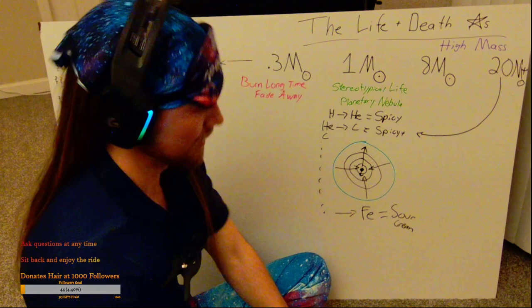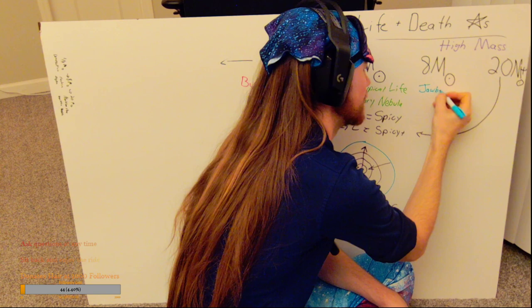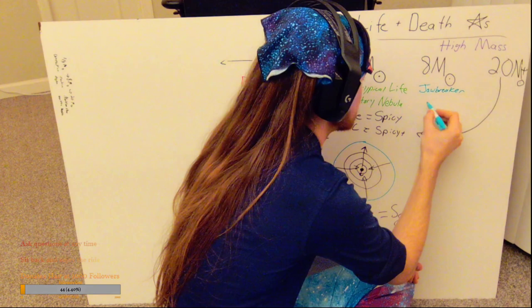So instead of saying they have a stereotypical life, they kind of end up being like jawbreakers. As far as if you look at the picture I have here, there's all kinds of different cores. That's kind of what these high mass stars do. They kind of look like jawbreakers in a way. And then they turn into neutron stars. Neutrons. Good enough.